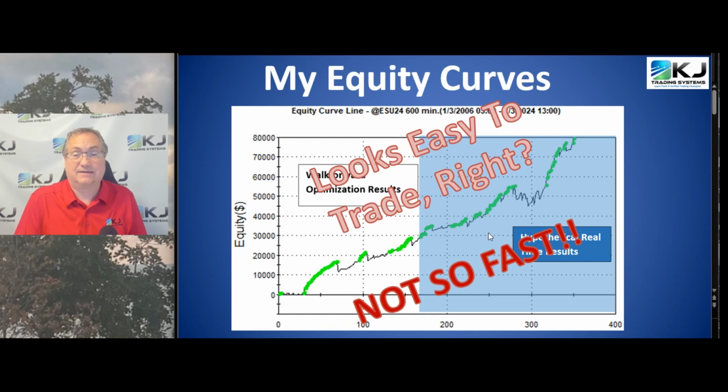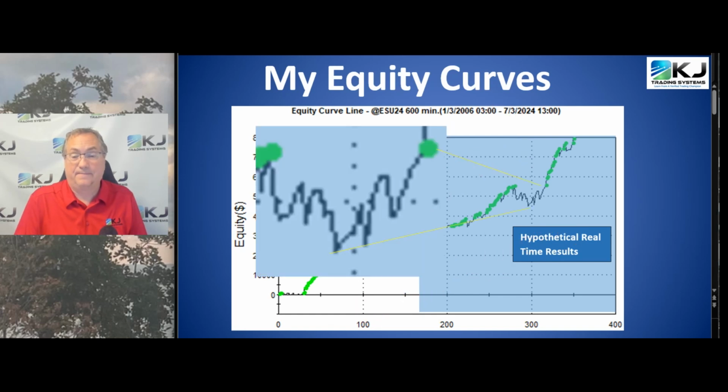But not so fast. You got to dig deeper, right? And here I dig deep right into here, and now when you zoom in on it and you make it bigger, yikes, this looks pretty bad. You go from a peak here at trade maybe 280 to probably trade 320. You have to go 40 trades before it makes a new equity high.